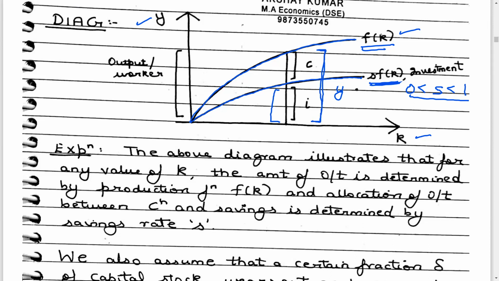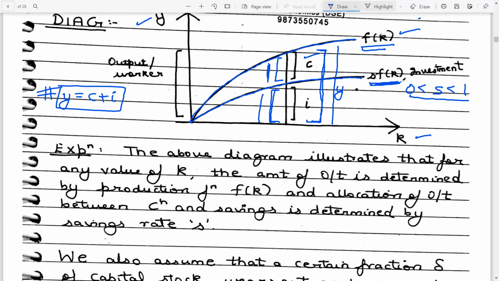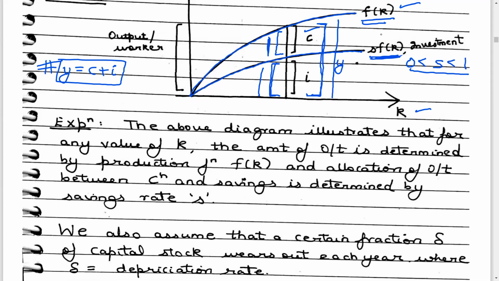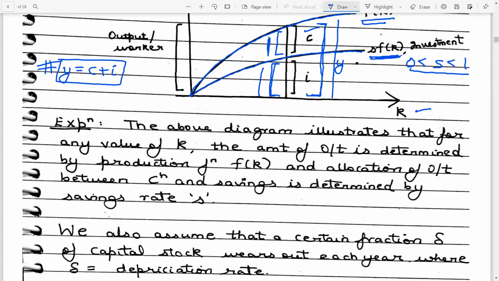So if this whole thing is my output and this is my investment, this particular part is consumption, because we know that output per worker is equal to consumption per worker plus investment per worker. So if this whole thing is my output and this is my investment, this is my consumption. So we can clearly look at the explanation once. The above diagram illustrates that for any value of k, the amount of output is determined by the production function f of k, and the allocation of output between consumption and savings is determined by the savings rate s.